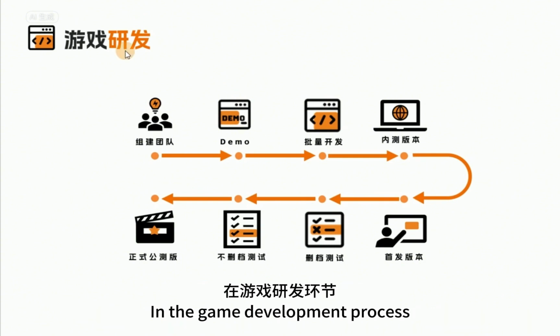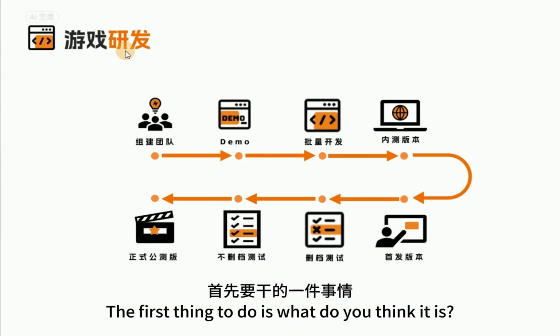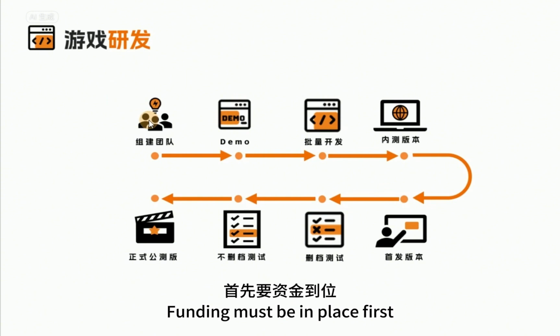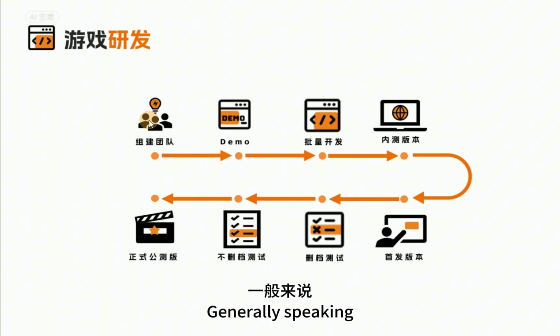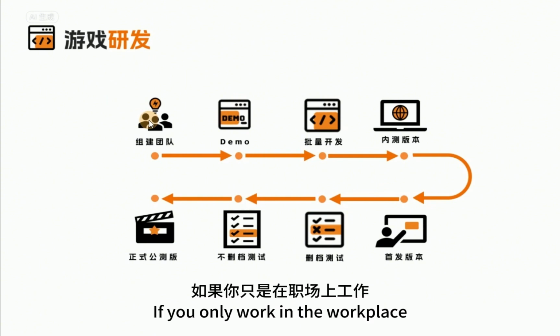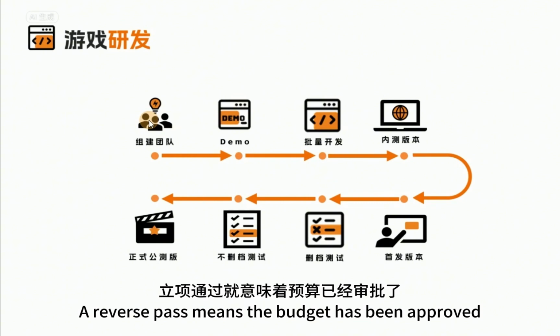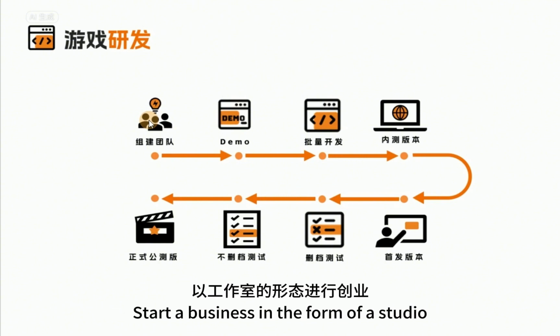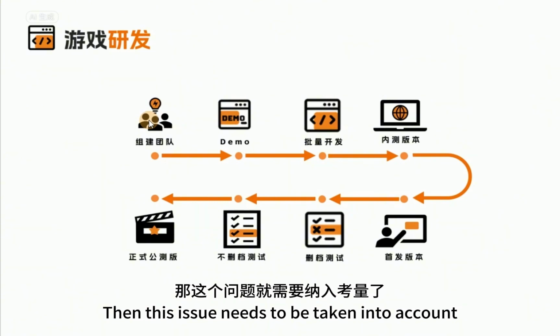In the game development process, the first thing to do is, what do you think it is? A classmate said: the troops did not move, grain first. Funding must be in place first. Generally speaking, if you only work in the workplace, a project approval means the budget has been approved, so you don't need to worry too much about funding. But if you build your own team and start a business in the form of a studio, then this issue needs to be taken into account.